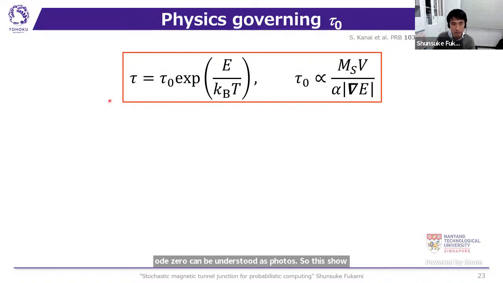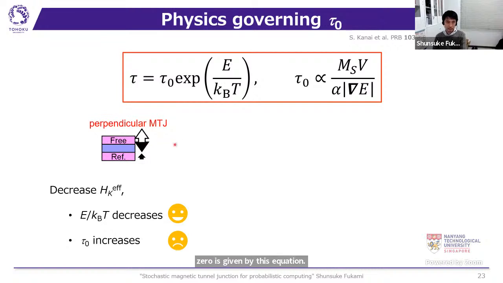This is the Néel-Arrhenius law, and the tau zero is given by these equations. For the perpendicular easy axis MTJs, if you decrease the perpendicular anisotropy field, you can decrease the thermal stability factor, but your tau zero, the time constant of the fluctuation, increases because the tau zero is inversely proportional to the gradient of your energy landscape.